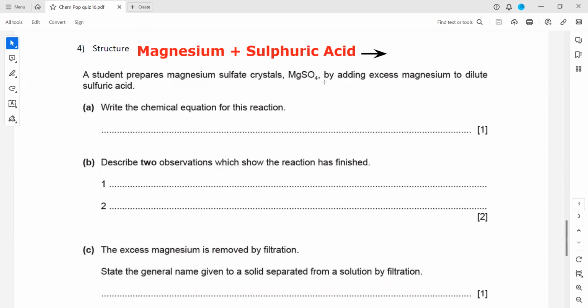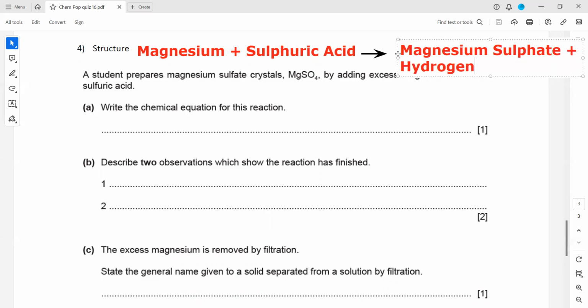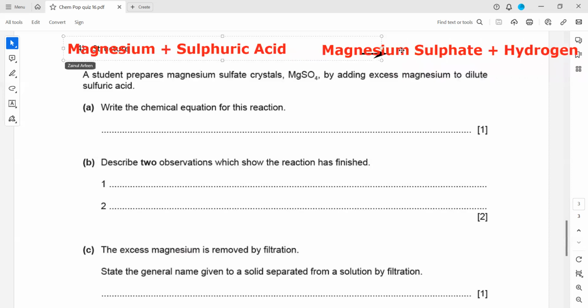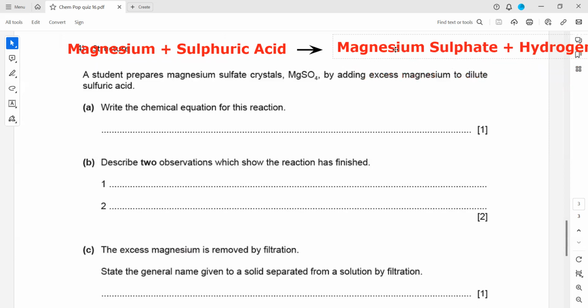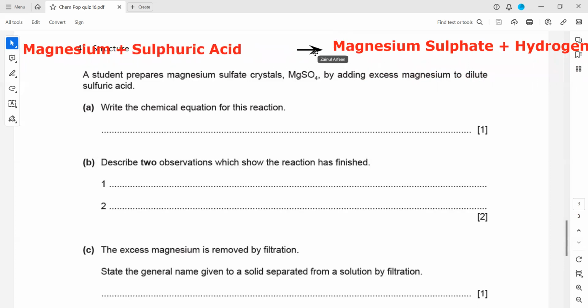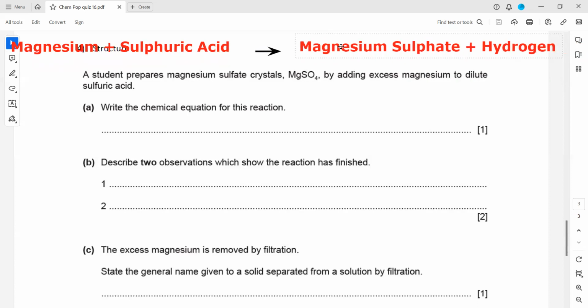And what else will be the product? Hydrogen. So magnesium sulfate will be there, plus there will be hydrogen gas. So these are the products when this reaction occurs. Now write a chemical equation. This is a word equation: magnesium plus sulfuric acid will give us magnesium sulfate plus hydrogen.